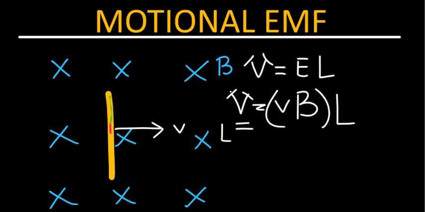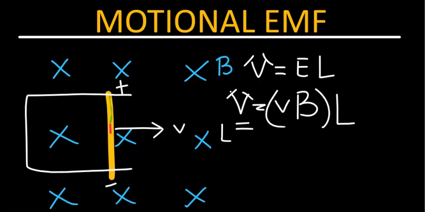Now let's assume that this rod is sliding on a rail like that. Because the upper end has a higher potential than the lower end, that would induce an electric current in that direction. And within the rod, the direction of the induced EMF is upward.